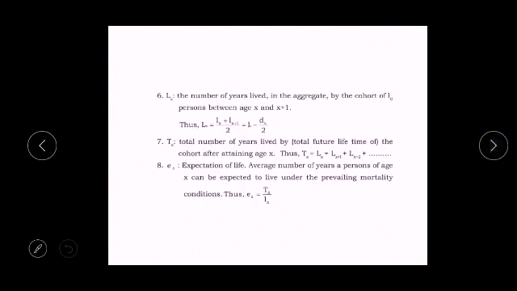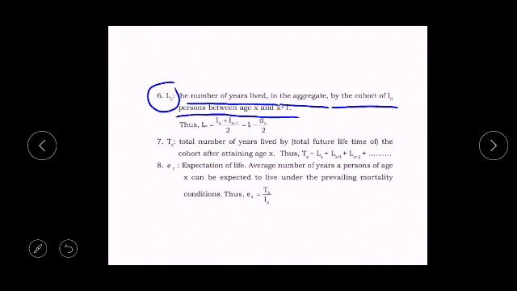And next point, the sixth point, is capital Lx. So capital Lx indicates the number of years lived in the aggregate by the cohort of L naught persons between age x and age x plus 1. So it is given by the formula: Lx is equal to lx plus lx plus 1, divided by 2. So in simple words we can say lx minus dx divided by 2.